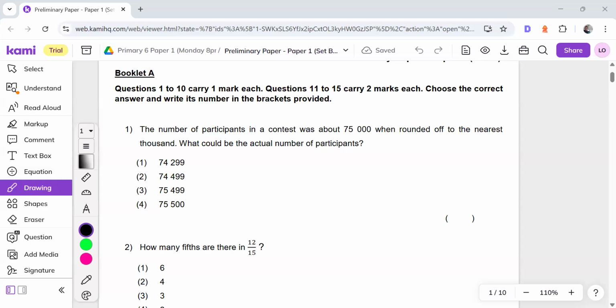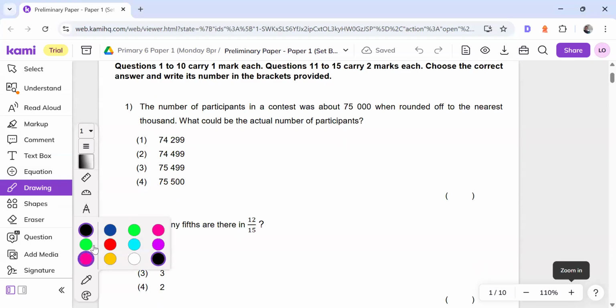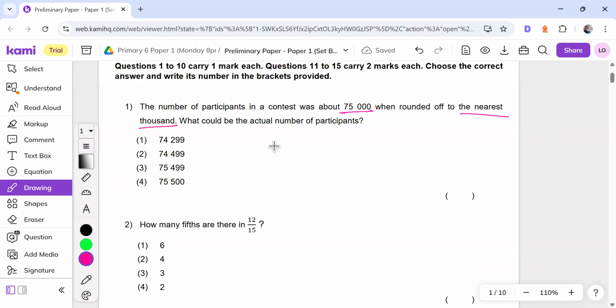Okay, let's start. Question one. The number of participants was about 75,000 when rounded off to the nearest thousand. So what could be the actual number? How do you round numbers to the nearest thousand?